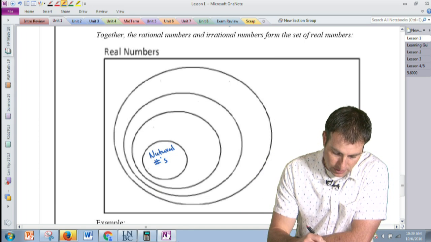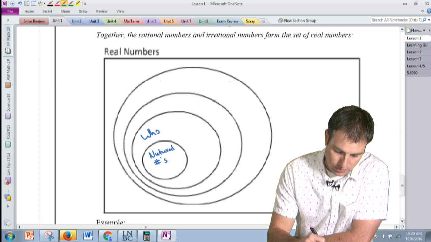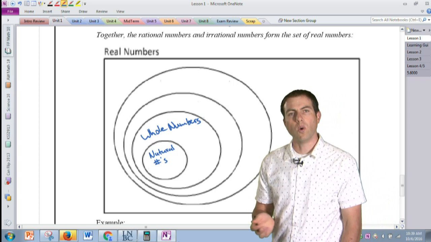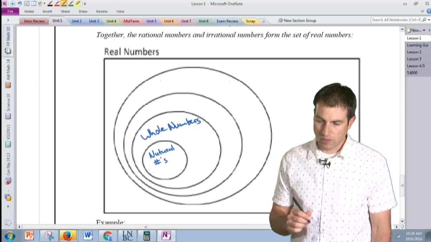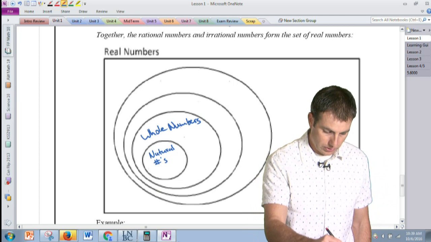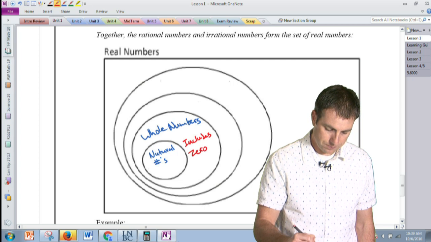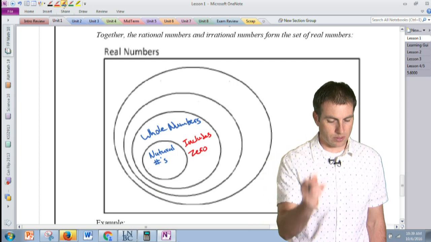The next one out is the word that Eric used. This is why I kind of hesitated to use it. The next ring are called whole numbers, and they include 0. I'm going to write that in here. So 0 wasn't always a number.